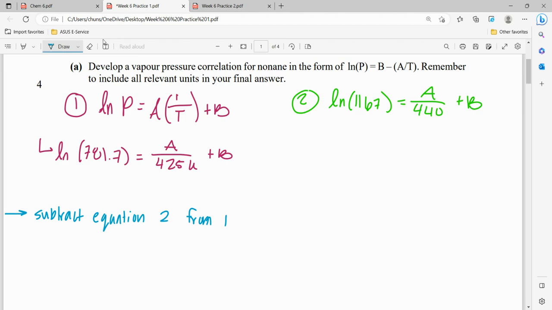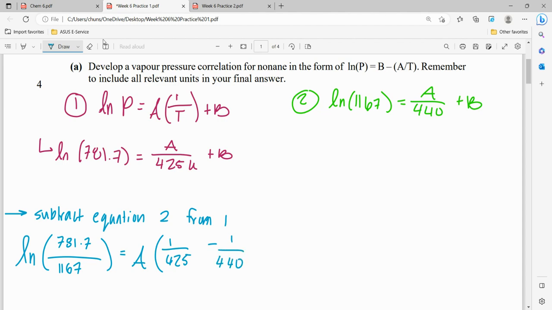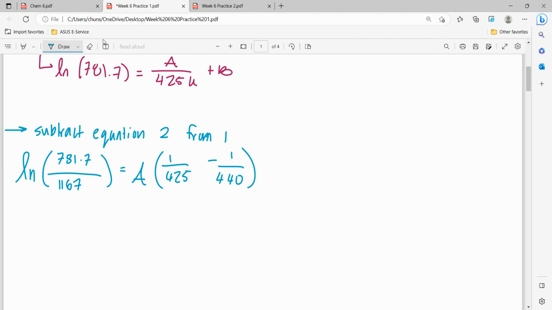Using your log rules, you know that subtraction is division within the bracket. So this is our first pressure over our second pressure. And this is equal to, so both of our B's are going to cancel out. Then this is going to be A, so we're going to solve for A first. We have our first temperature, which is 425, minus 1 over 440. Again, our B gets canceled from this equation.